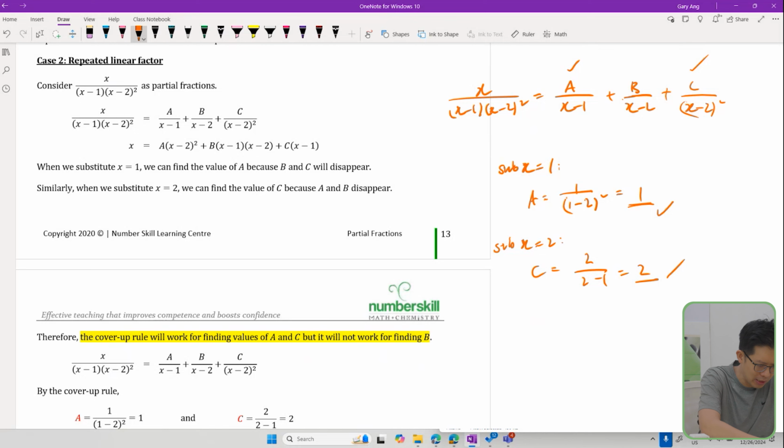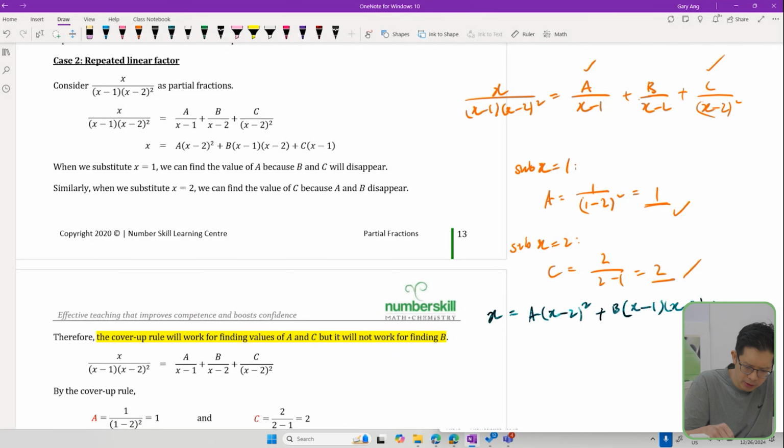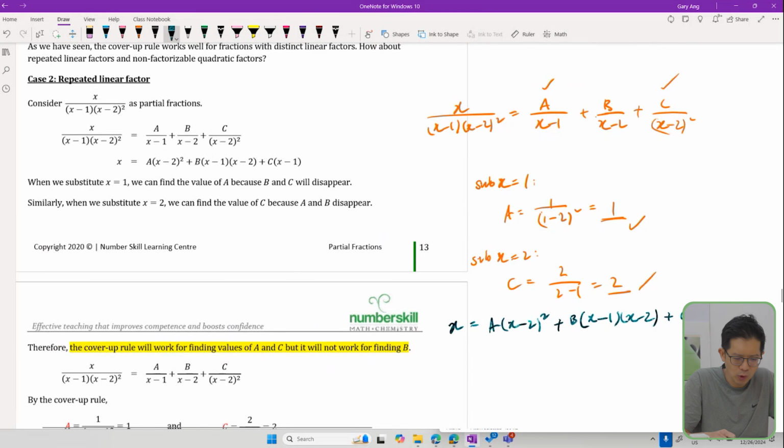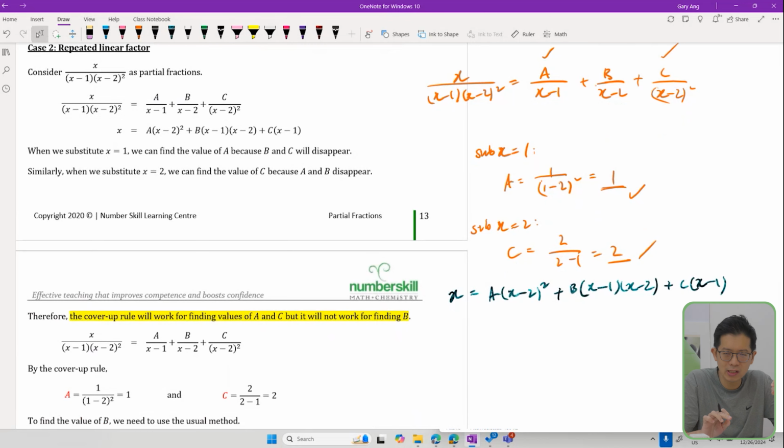And when the cover rule doesn't work, we have to go back to the original way, which is the multiply throughout way. So when you multiply throughout, we're going to end up like this. Here we go. So we end up with a C and then x minus 1. Something like this. Now, of course, we're back to square one. Isn't this the same as what my school teacher taught me? To a certain extent, like I told you, we have no choice, because to find B, the cover rule doesn't work. We have to come back to here.